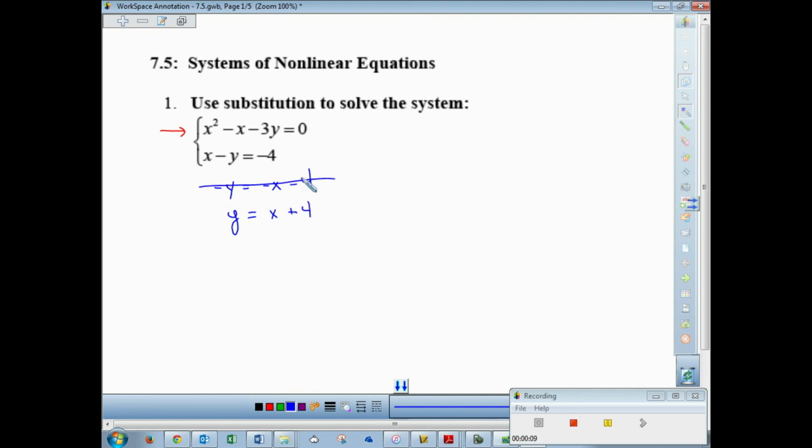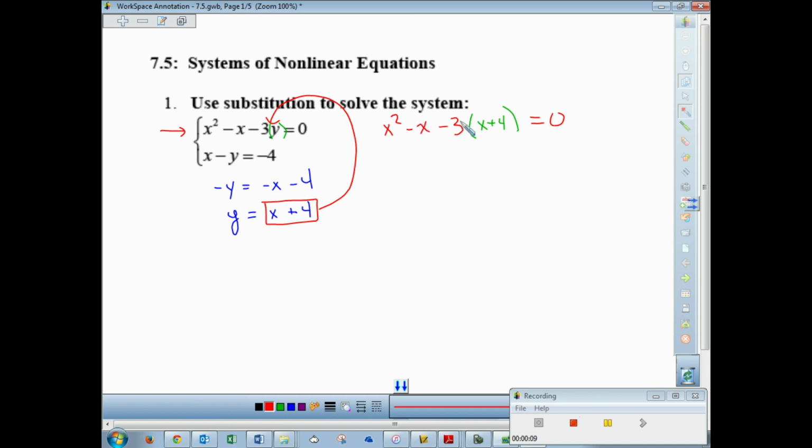Are you cool with that? That means we can take this, x plus 4, and substitute it in for y into the top equation, because that's what y equals. So I would have x squared minus x minus 3, and where there's a y, you should put parentheses around it, because x plus 4 should go in for y in parentheses, and that's equal to 0. Cool with what I've done so far?